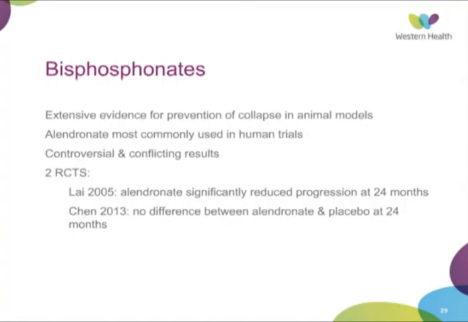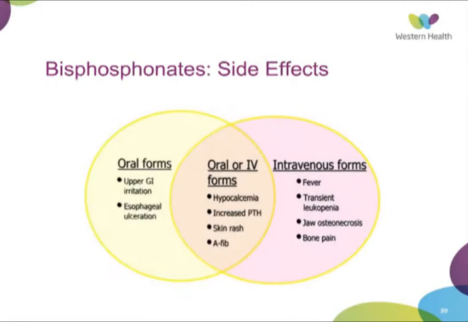And this comes with side effects of using bisphosphonates. As we're aware, the oral form, which is most commonly used, can give patients nausea, upper GI irritation, as well as esophageal perforation and ulceration, whereas the intravenous form, which is not commonly used for this condition as a maintenance, can cause the problems of jaw osteonecrosis.